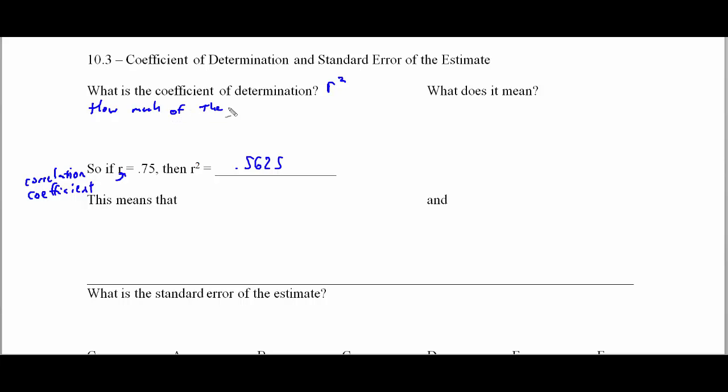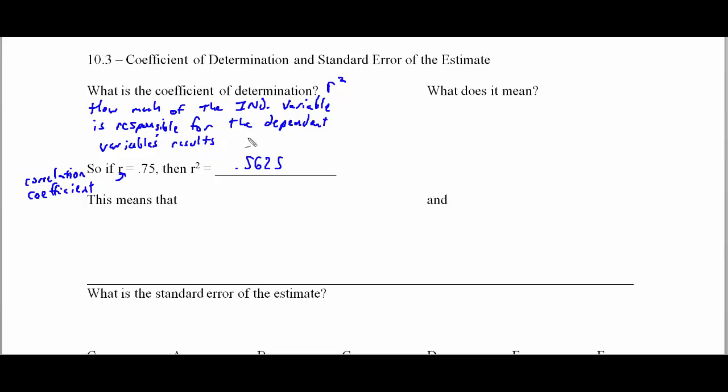of the independent variable, or x, how much of the independent variable is responsible for the dependent variable's results. So the independent would be our x, and the dependent would be the y. So the format goes that our r squared gives us the percentage of how much the independent variable is responsible for the dependent variable's results.